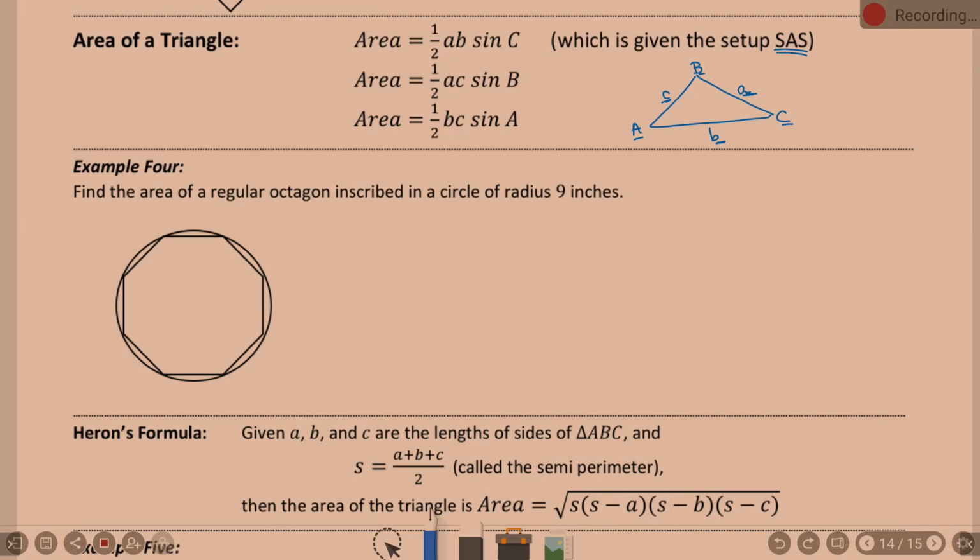Okay. No, my brain was off for a moment. You're fine. Now, find the area of one what?